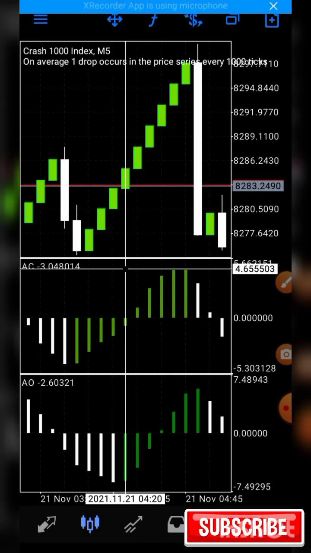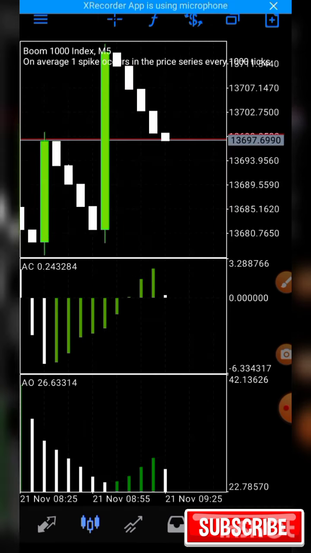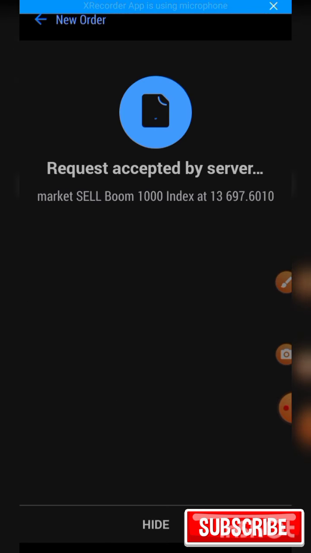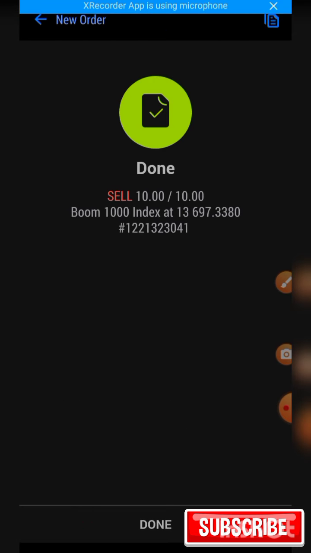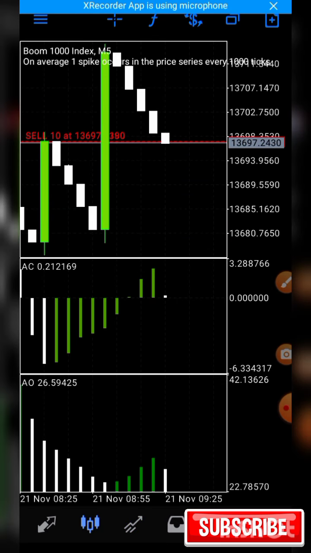Now let me take you to Boom 1000 and see on 5 minutes time frame. Boom 1000. Now on Boom 1000, you are supposed to be selling when all the AC and the AO all becoming white. As you can see now, there is a trade here, all becoming white. So what do you do? You enter this trade. You sell this market. Now let me sell this market. Now I'm selling this market 2 times. I took 2 trades now because it meets our trade requirements.